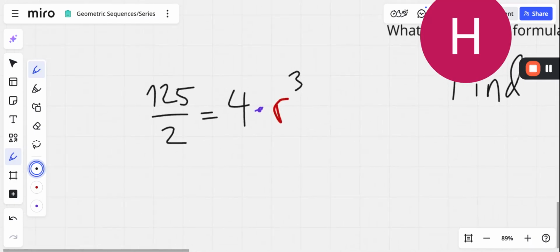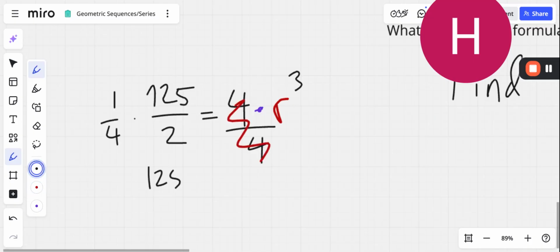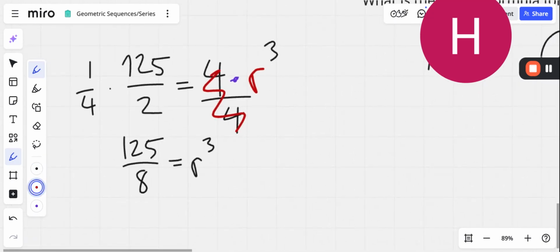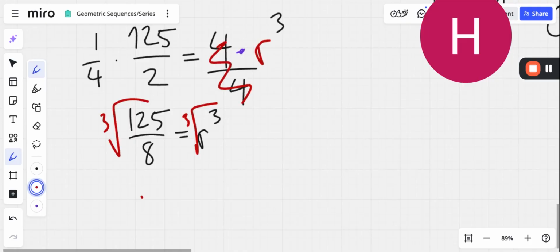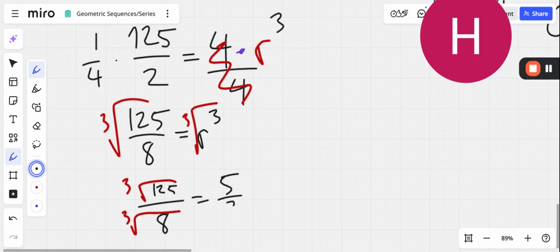Aha! And now we could find what the r value is. This is important because we cannot find the general term of a sequence without knowing the r value. Let's go ahead and divide both sides by 4, which is the same as multiplying by 1/4. And we get 125 over 8 equals r cubed. We're now ready to take the cube root of both sides, and these are perfect cubes. So the cube root of 125 and the cube root of 8, these are nice numbers.